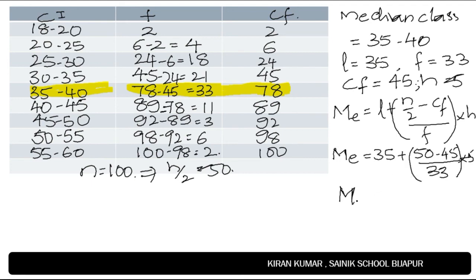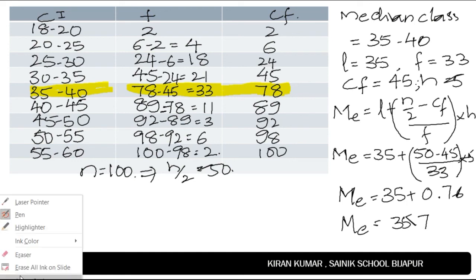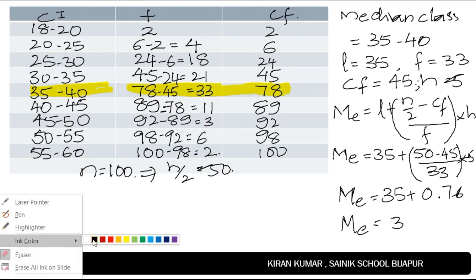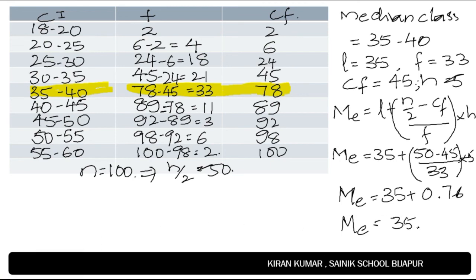Further simplifying, we get the median as 35 plus 0.76. So we get the median value as 35.76. This will be in terms of years.